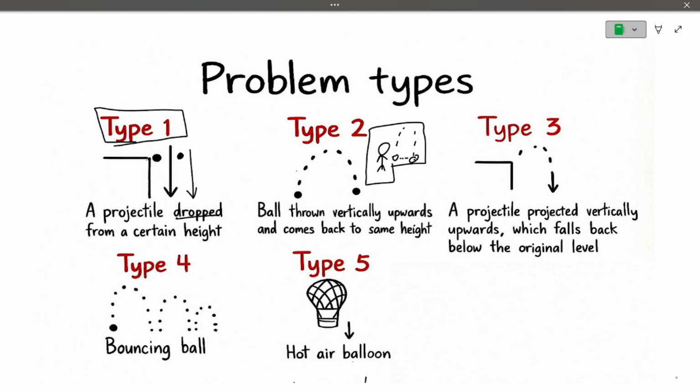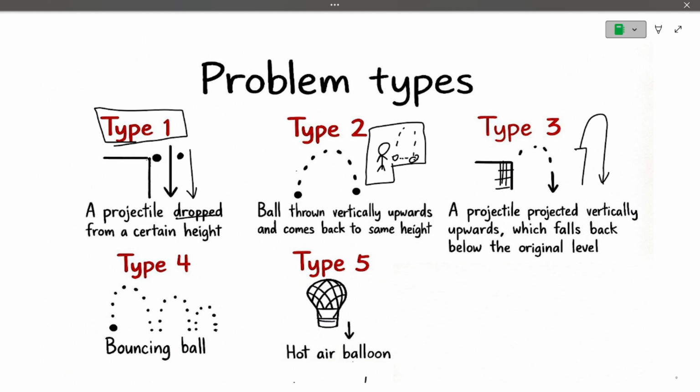So the displacement here is 0, but we are going to explain it when we get to it. Now problem type 3 is a projectile projected vertically upwards which falls back below the original height. Let's say you are playing with the ball on the top of a building. You throw it up, and when it comes back, you fail to catch it, and it comes back below the original height.